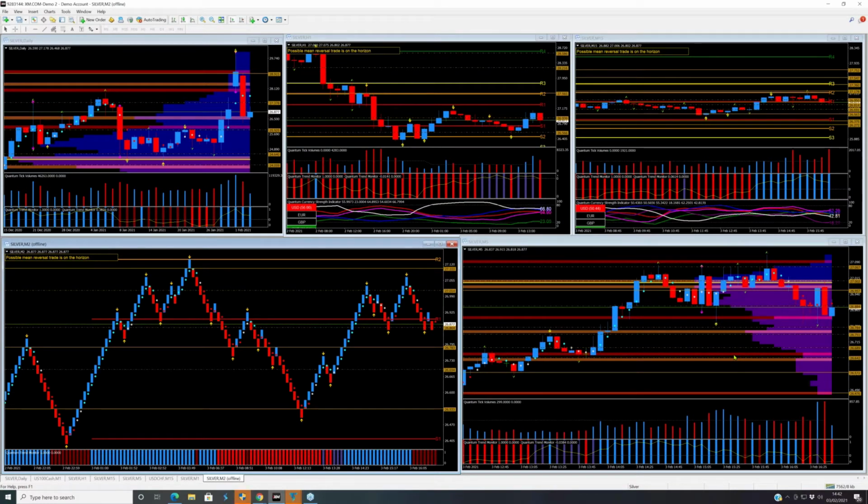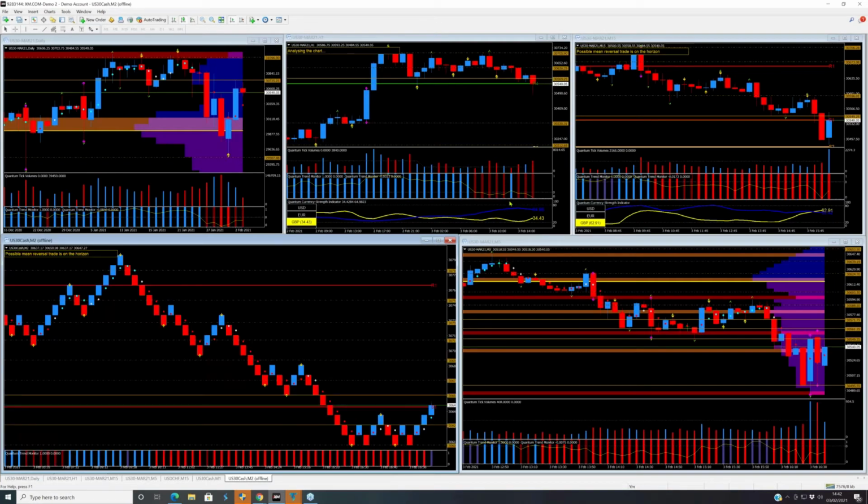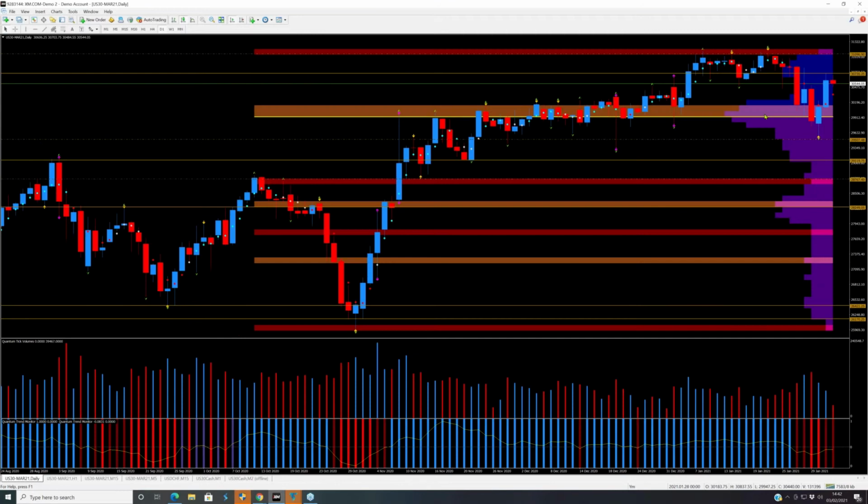Right, so that's what's happening with silver. And what I've also put up is the YM. Let's have a look. As I said, looking at this again, looking at the date, I've got the same 5 chart set up.